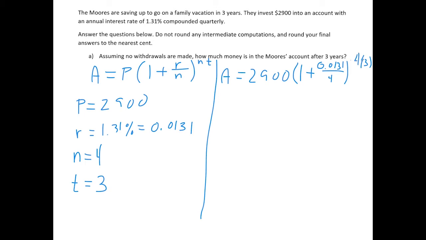Okay, so we're going to follow the instructions here that say don't round anything until the very end. But we are going to simplify this a touch. So A is equal to 2,900 times, well, using a calculator and doing this division and then adding 1 to it is going to give us, inside the parentheses, 1.003275, raised to the power of 4 times 3, which is 12.